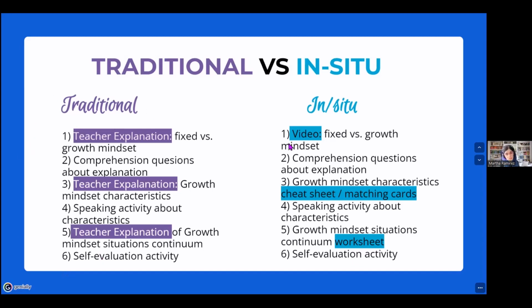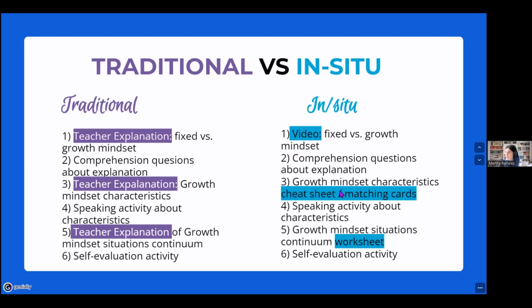If I turn it into an in situ, what I do is I identify my direct instruction. Where am I explaining? Where am I talking? And can I convert this into something else? Can I replace that direct instruction? So here we see how this lesson becomes an in situ. Instead of me explaining, I found a video on YouTube that is like 5 minutes. It's really good, super clear about the fixed and the growth mindset. Here, it's a 5 minute video. Here, I take like 30 minutes explaining, or 20. So I start saving time. They do the same activity.